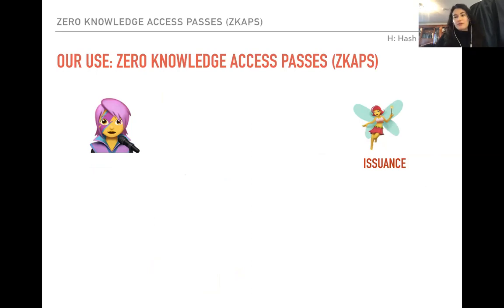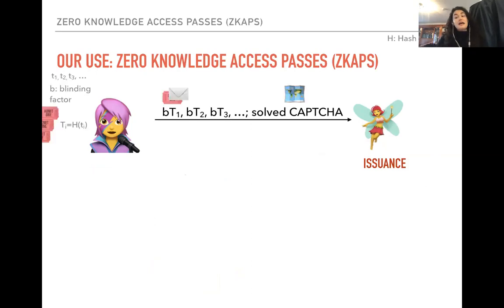What is going to happen with our rockstar? What happens is that the rockstar selects some random values, which are then hashed to the elliptic curve, which gets him the tokens, the big TIs. He also selects a blinding factor, with which he can then blind his tokens. Here I just put 3 on there, but you get the idea.